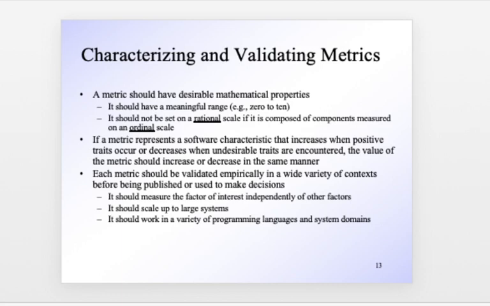Each metric should definitely be validated empirically, and if a metric represents a characteristic that increases when positive traits occur and decreases when undesirable traits are encountered, the value of the metric should also be increasing and decreasing, and so on. To put it in simple terms, they are all directly proportional.